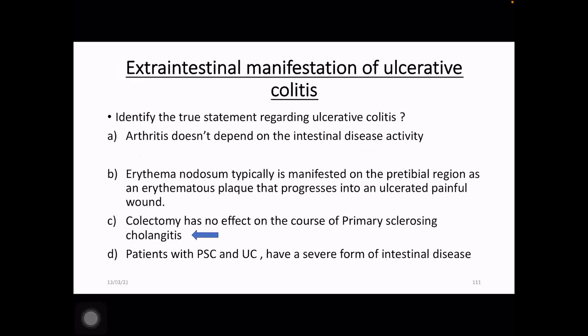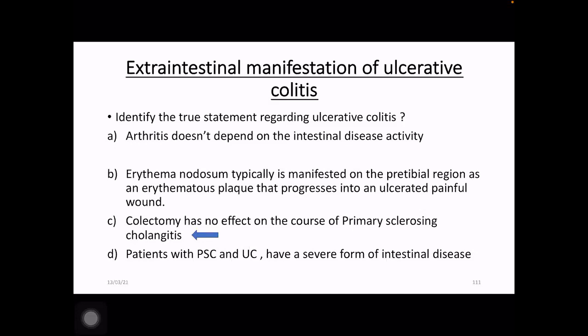There are some extraintestinal manifestations which depend on the intestinal activity, and there are some which don't depend on the intestinal activity. In other words, for some extraintestinal manifestations like arthritis, if you do a colectomy, the arthritis will improve. The patient will be relieved of arthritis. Whereas for some, even if you do colectomy, nothing will happen to the extraintestinal manifestation. So you should know what those conditions are. I'll brief about that in the next slide.